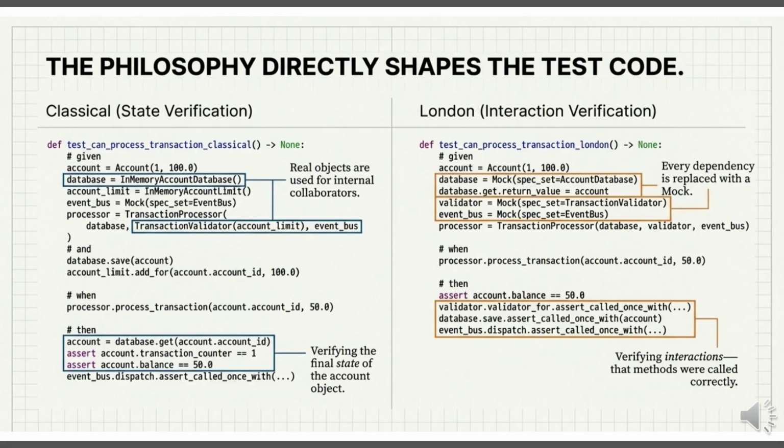That's state verification. On the right, London. Every dependency is mocked. The focus is on behavior. Did the right methods get called? With the right arguments? That's interaction verification. Same scenario. Two ways to test. Each one reveals a different truth.